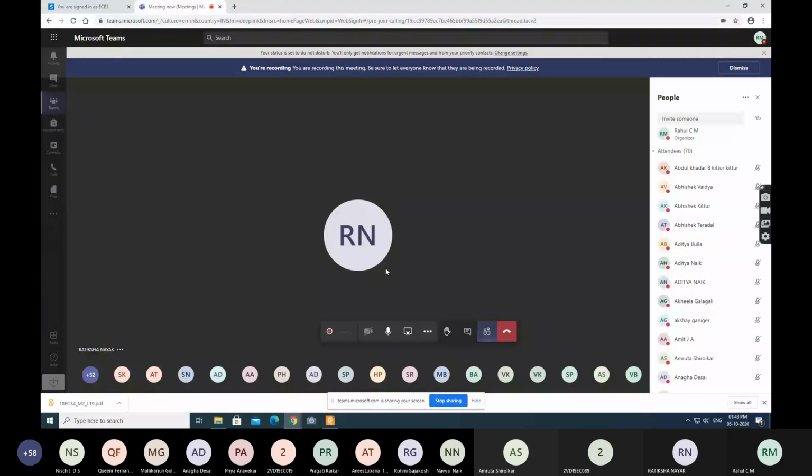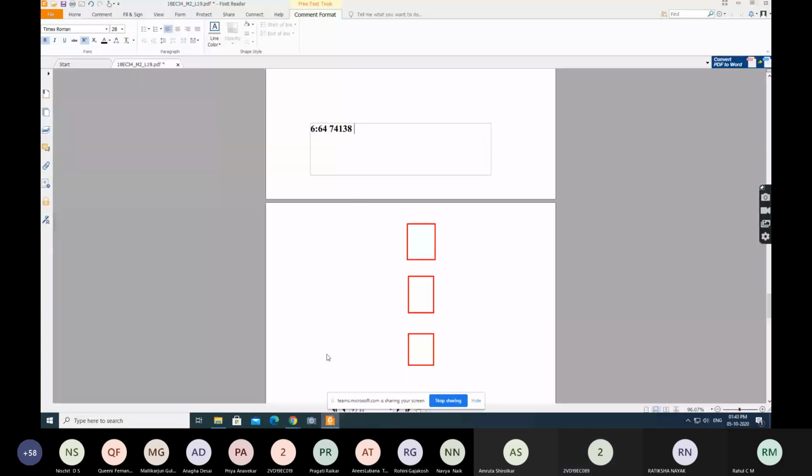Am I audible again? Yes, sir. Look here, if people respond, I'll be able to tell the answer. Otherwise, I will not be able to tell the answer. See, 6 is to 64. I want to realize a 6 is to 64 decoder using 74138. What is 74138? A 3 is to 8 decoder. How will you guess the number of output lines? How will you guess the number of ICs?